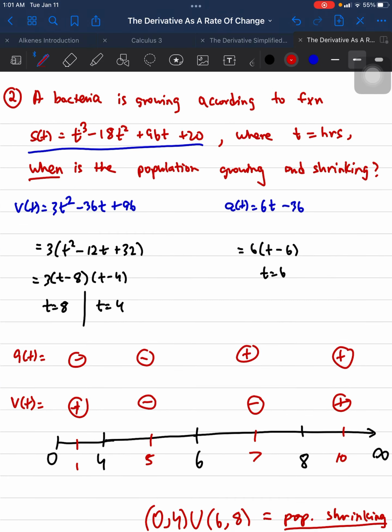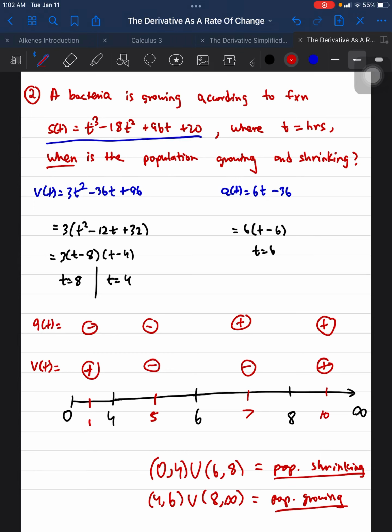Those are just the values. So this problem is asking, when is the population growing and shrinking? The population is shrinking between intervals 0 to 4 and 6 to 8. And this is time. And the population is growing in between t equals 4 and t equals 6, and t equals 8 and t equals infinity.